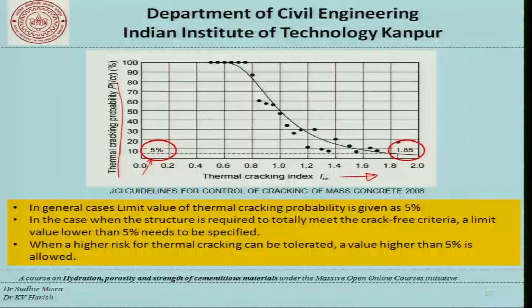So, in general, the limit value of thermal cracking probability is given as 5%. In cases where the structure is required to be totally crack free, a limit lower than 5% may be used, and when a high risk of thermal cracking can be tolerated, a value higher than 5% may be allowed. So, these are the kind of guidelines which an engineer must lay down when he is deciding on the kind of concrete to be used.